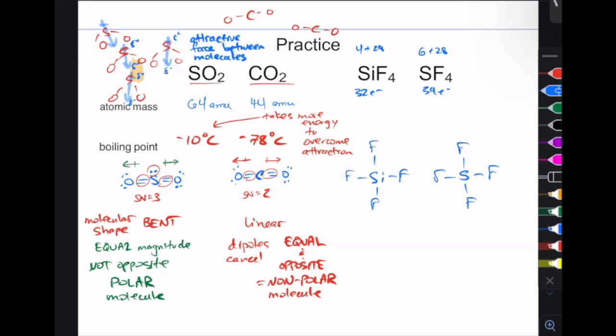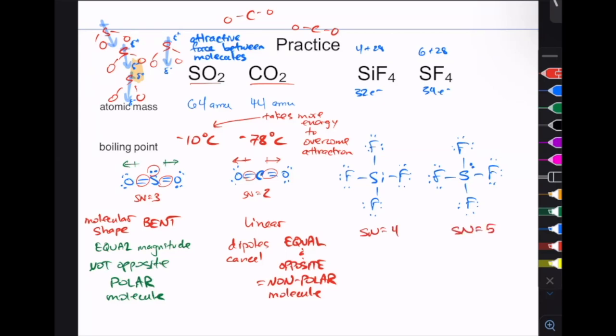In each one, the 4 bonds, that's 8 electrons. So I'm just going to fill in the rest. 10, 12, 14, 16, 18, 20, 22, 24, 26, 28, 30, 32. We're done. So this one's going to be the same, except we've got two more electrons. Where are they going to go? They're going to go in the center. Steric number on the silicon is 4. Steric number on the sulfur is 5.